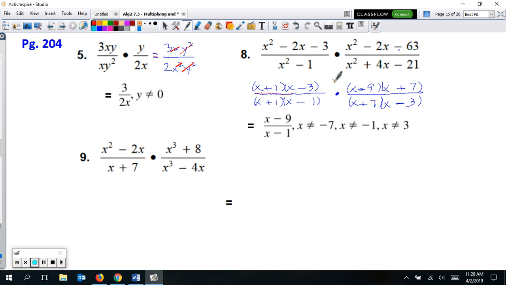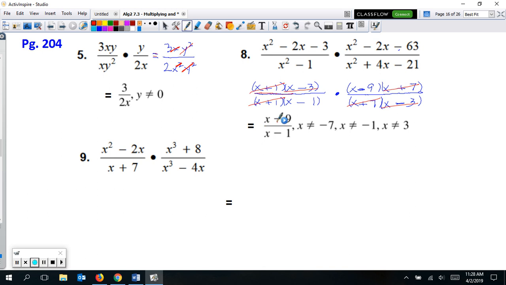So I'm looking for any matching binomials. So right now I see an x minus 3 and this x minus 3. I can cross those out, whether they're on the same fraction or on different fractions, just one on top with one on the bottom. And then we can see I see an x plus 7 here on the same fraction. This x plus 7 and that x plus 7 can cross-cancel. I also see over here, right, one on top of the other, x plus 1 with this x plus 1. So that leaves us now with the x minus 9 over x minus 1.